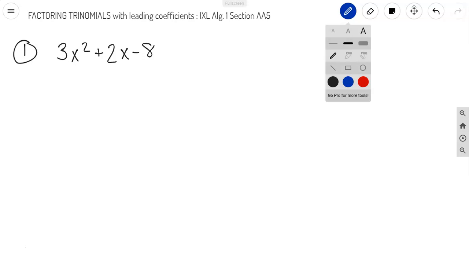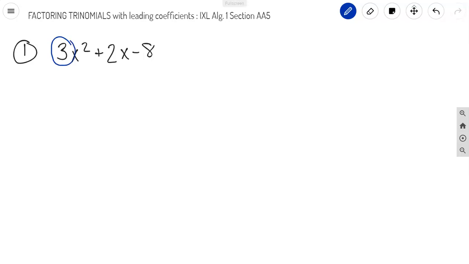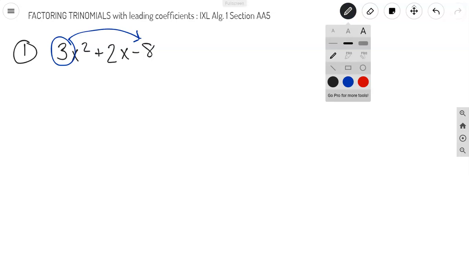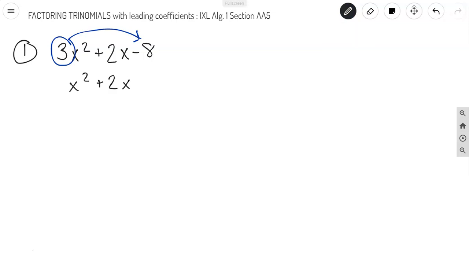Before I do this method, let me go back and check to see if I don't have a greatest common factor. Is there a number that can go into 3, 2, and 8 other than 1? Nope, not in this case. So I'm going to go ahead and start my slip and slide method. I take my leading coefficient, 3, and I multiply it by my last term, the 8. Then I write x squared plus 2x minus 8 times 3, which is 24.